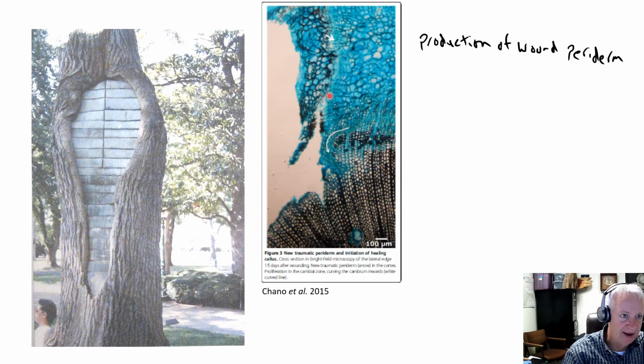This close-up here shows again a traumatic wound in a pine, and here this is new periderm being produced along the edges of that wound. And this arrow shows the curving of the cambium inward, and that vascular cambium will actually gradually grow across that wound. It might take years, but those are examples of induced responses to wounding in pine.